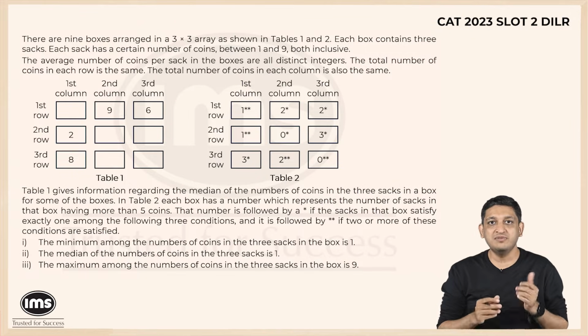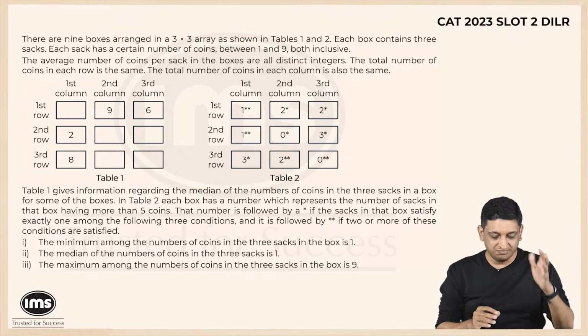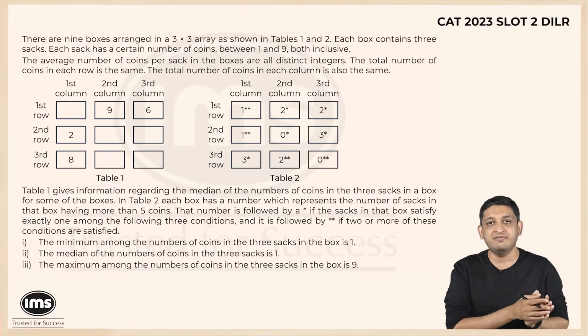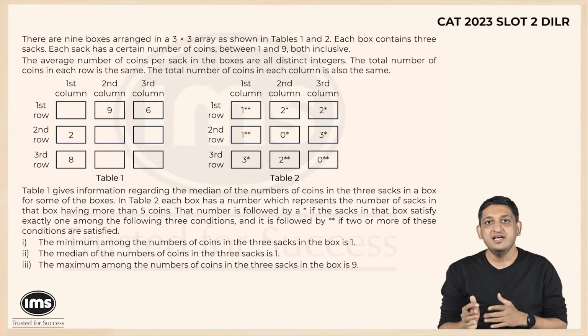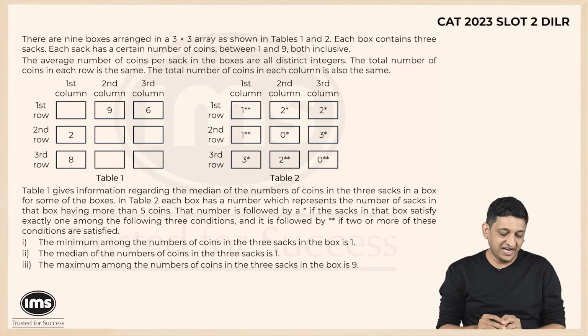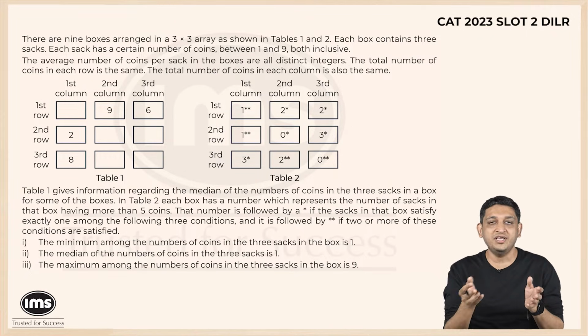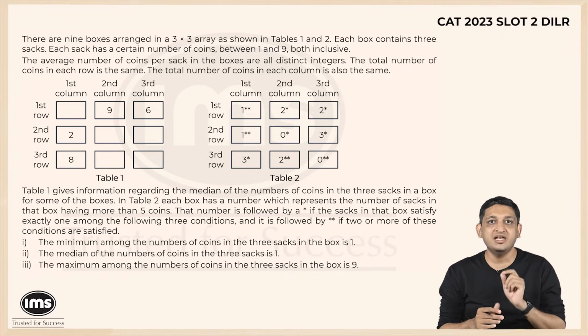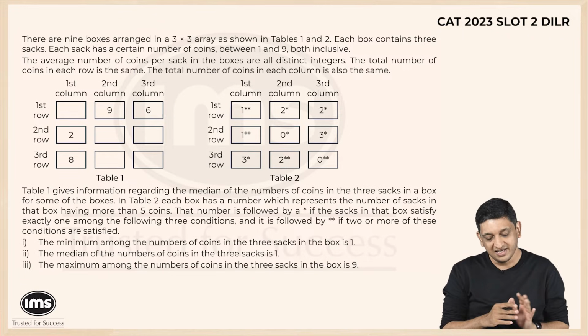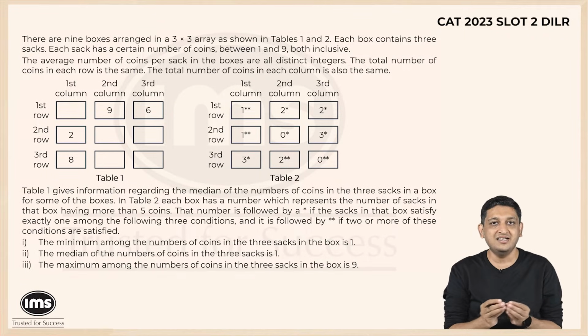This set was also similar to one of the sets that appeared in CAT 2019, wherein there was a 3 by 3 grid and there were 3 boxes present in each square of the grid, which had a certain number of coins. And in that case, we were given the maximum and the minimum value of the coins that were there. But in this case, we are given the median or the middle value of the coins for some cases. So that is what made this set slightly different. But otherwise, it was a fine set to manage.